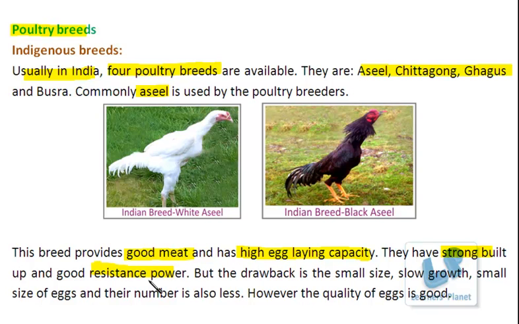Despite all these particular features, they also have some drawbacks. The drawbacks are their small size, comparatively, and besides that, a slow growth rate. Then the size and the number of eggs is also small and very less.